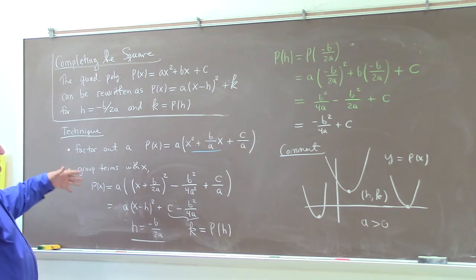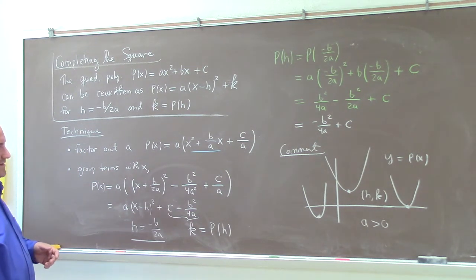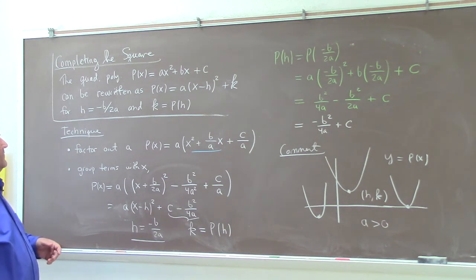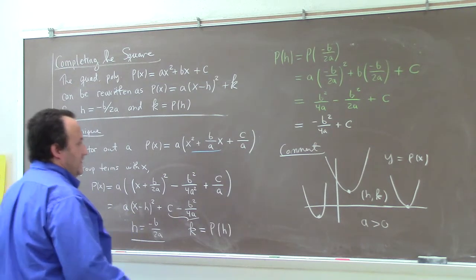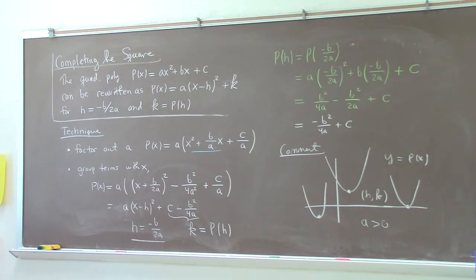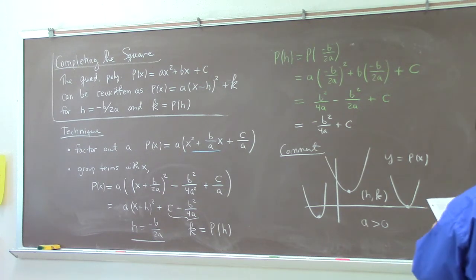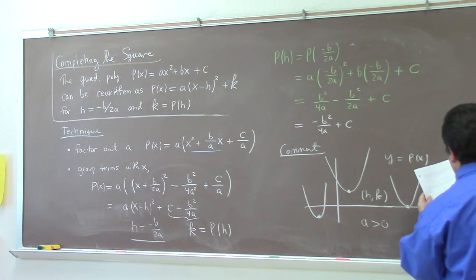All right, now I'm almost done here. Let's actually complete the square for some examples. So, example. This is ICE 1.6.17.